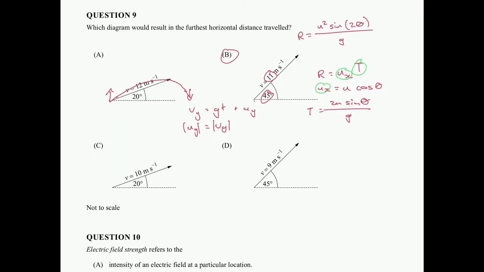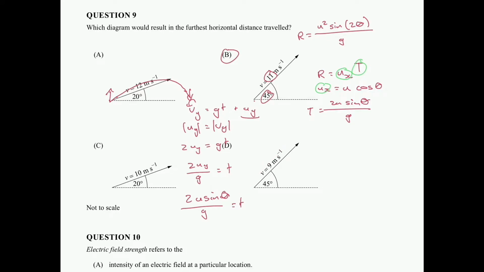Then we can rearrange this equation, move that uy to the other side, and that's going to get us 2uy is equal to gt. We can now divide by g, so it'd be 2 initial velocity over g is equal to t. What's our uy equal to? Our uy is going to be u sine theta, again using our trig functions. So 2u sine theta over g is equal to t. There's how we got that formula for t.